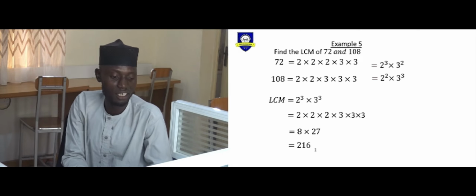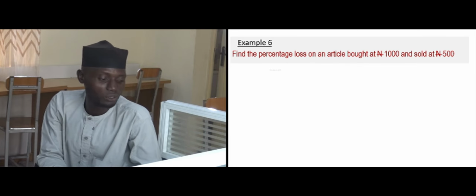Yes. From the question given, we were informed that the article is bought at the cost of 1,000 naira. So that is our cost price. Now from the question again, we were informed that the article is sold at 500 naira. That gives us our selling price. Having given the cost price and selling price, we can find the loss.